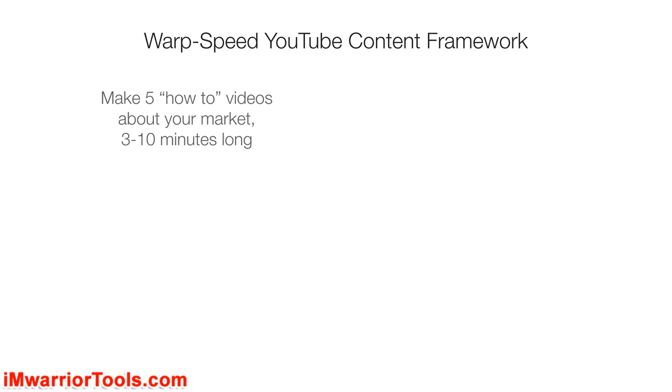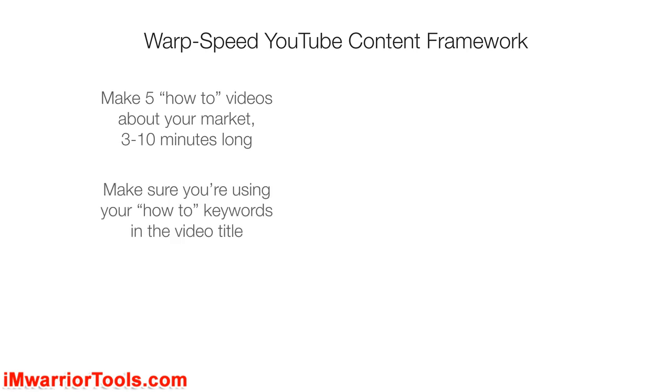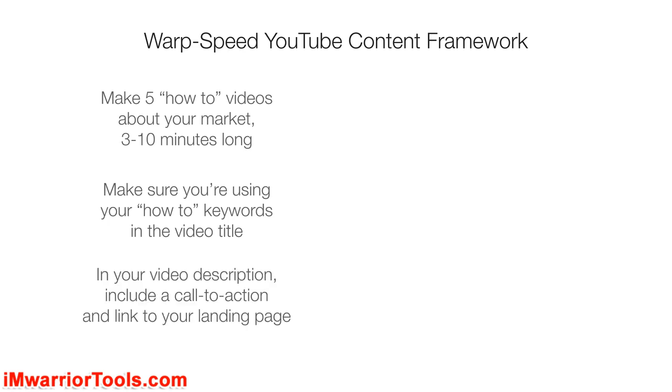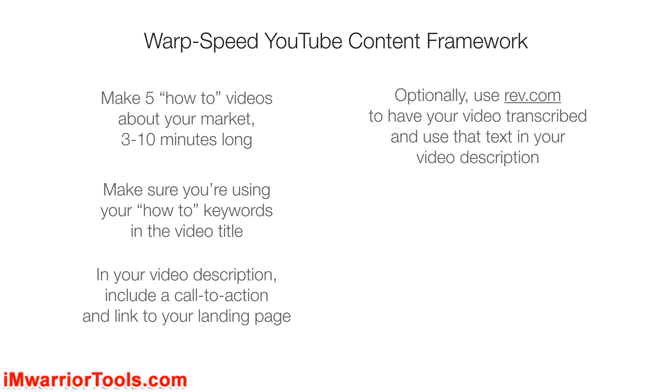Number one, you're going to make 5 how-to videos about your market. Each is going to be 3 to 10 minutes long. You're going to make sure you're using how-to keywords in the video title for each of your videos. In your video description, you're going to include a call to action and a link to whatever landing page you want to use. Optionally, you can use rev.com to have your video transcribed, and then they're going to give you text, and you can put that text in your video description.